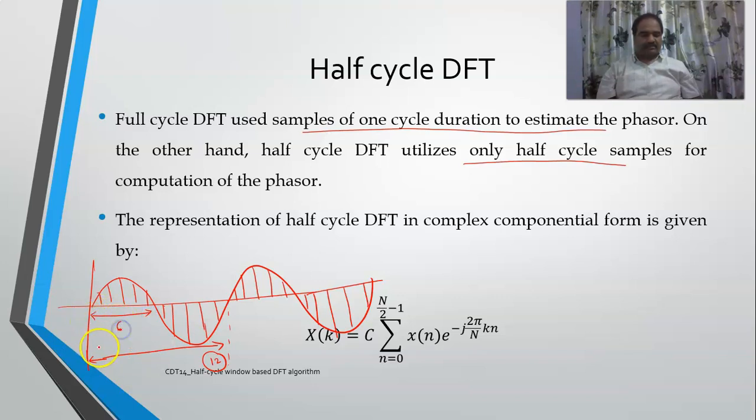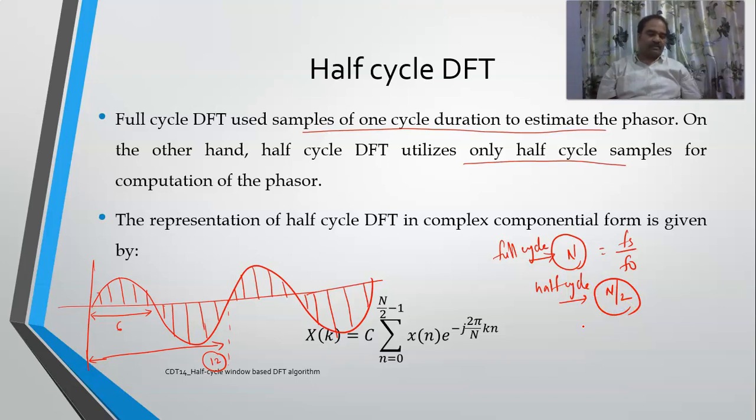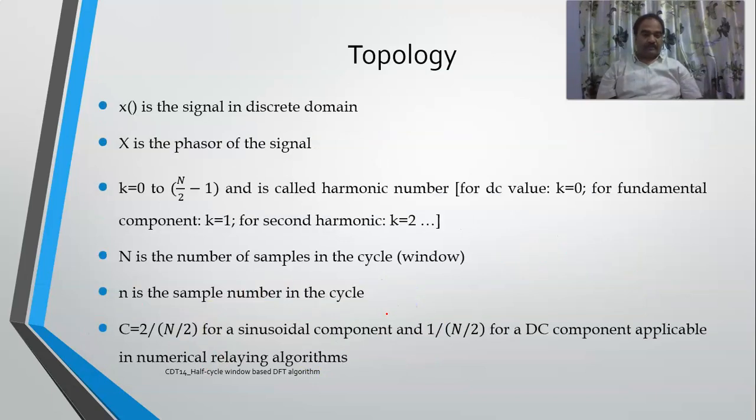Any continuous 6 samples. So if N is the number of samples in a full cycle, which is equal to fs by f naught, for full cycle DFT you require N samples, whereas for half cycle you require exactly half the number of samples, N by 2. With these N by 2 samples you can determine the phases. So your equation is now modified into X of k, and instead of N minus 1, I am going to write it as N by 2 minus 1.